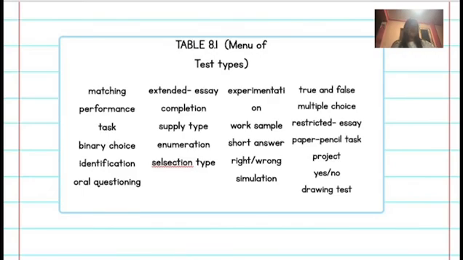Next is the simulation. So, the purpose of this is to assess the problem solving, decision making, and practical performance in realistic scenarios. So this involves role-playing or recreating real-life situations where students demonstrate how they would apply skills and knowledge in practice.